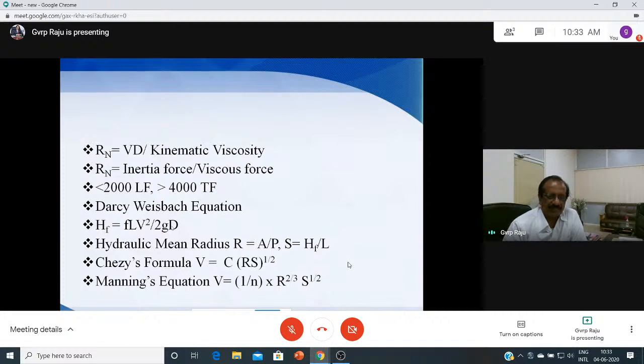is the diameter. Hydraulic mean radius is R, and R is equal to area by wetted perimeter. When it is circular, A is πd square by 4, and P is the wetted perimeter. S is the slope here, hf by length L, the head loss due to friction by length L. So change this formula for finding the velocity V, which is equal to C into square root of RS, where R is hydraulic mean radius and S is slope. And Manning's equation also for finding the velocity, which is equal to 1 by N into R to the power 2 by 3 into S to the power 1 by 2.